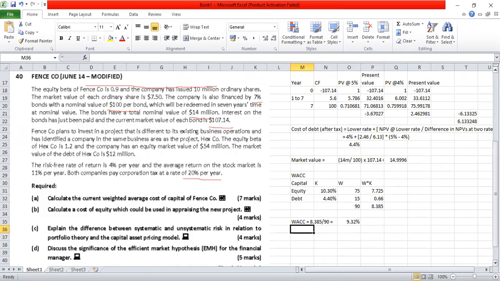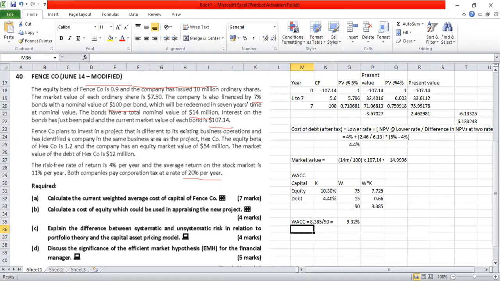the equity beta of Fence company is 0.9 and the company has issued, these details are given. Then we also have the bond details. So we calculated the weighted average cost of capital, which is for 7 marks. Then comes the second part of it. Calculate a cost of equity which could be used in appraising the new project. So in this case, we have certain other investment details also given here.